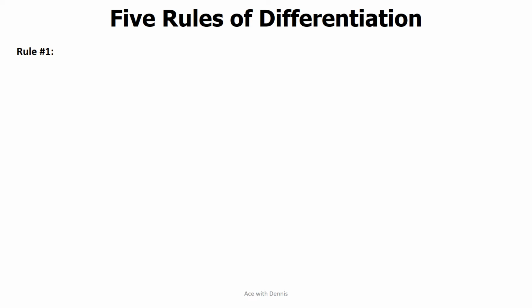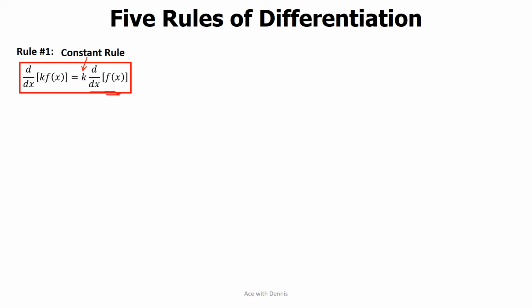Here are the rules. Rule number 1, constant rule. If we have d over dx of k f(x), where k is a constant, we can actually bring out the k, and it will be equal to k times d over dx of f(x). In other words, we can bring the k outside so that it won't influence the differentiation. This is the first rule of differentiation.